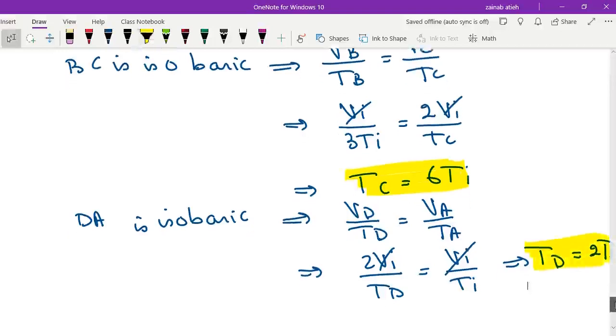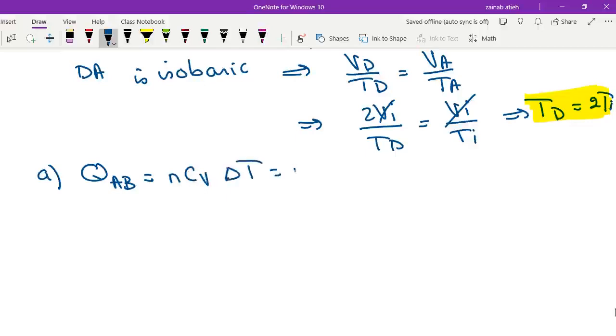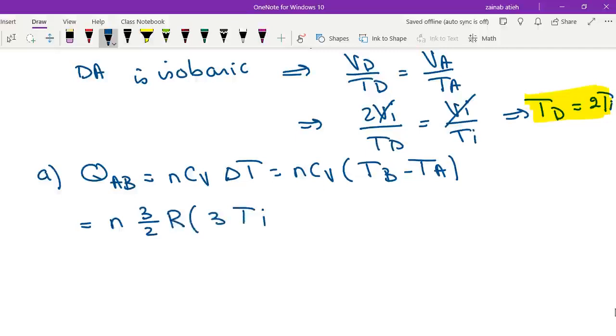The first part, remember, is asking to find Q gained. So in part A, Q gained, for sure, is equal to QAB plus QBC. Let's calculate first QAB. AB is an isochoric process. So if it's an isochoric process, I'm going to use NCV delta T, which is NCV (TB minus TA). Remember that we have a monoatomic ideal gas, so CV is 3 over 2 R. TB was found to be 3TI, and TA was given as TI, so we will get 3NRTI this way, which is positive as we did expect.